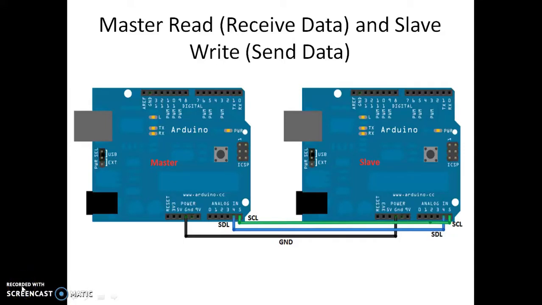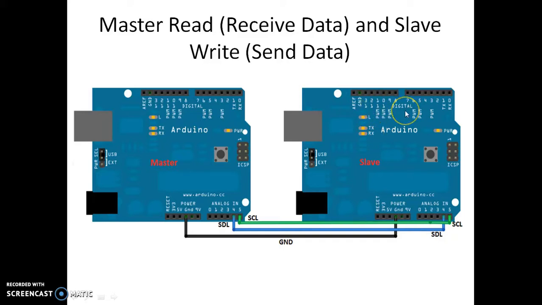Once again I am coming back with the I2C communication system. Today I am going to show you how the master receives data from the slave. In the previous video we showed you how the master sends data to the slave. So today I am going to show you how the master will receive the data which is coming from the slave. This is the simple circuit diagram which we used in our previous video.